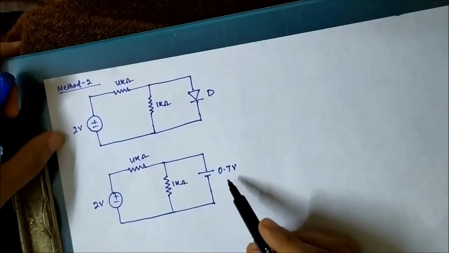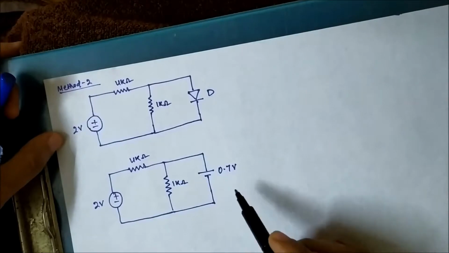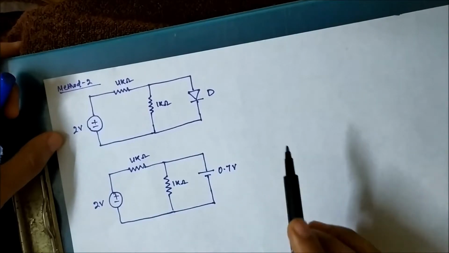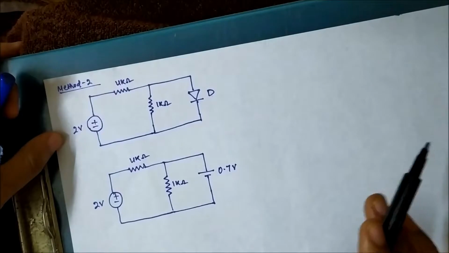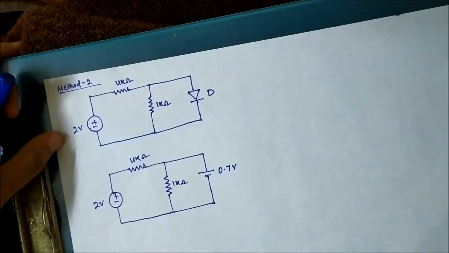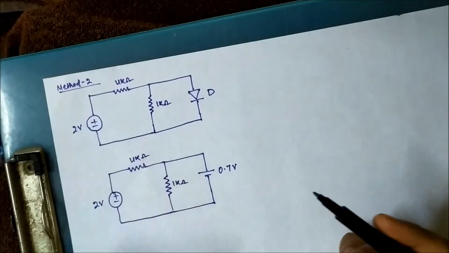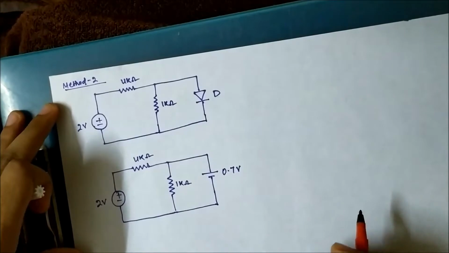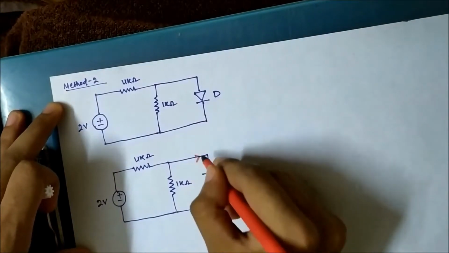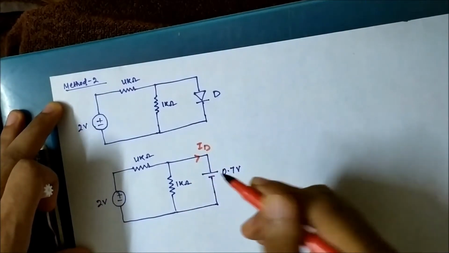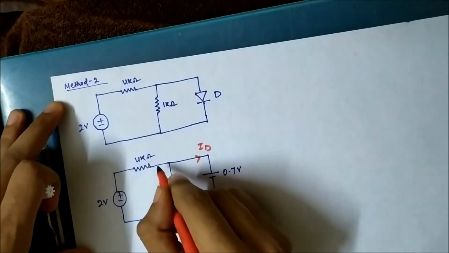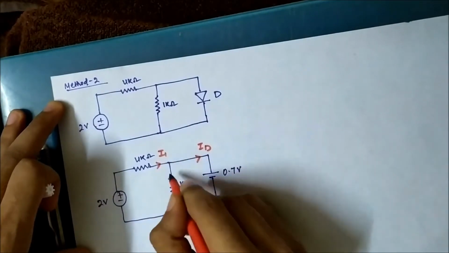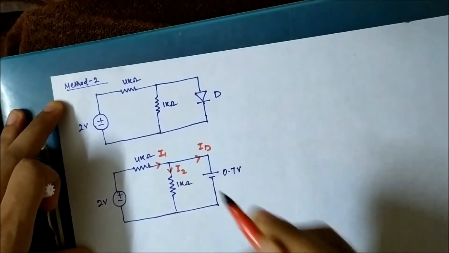So we have replaced it with its cut-in voltage, which is 0.7 volt. I have already told you that whenever nothing is mentioned about the type of diode or about the cut-in voltage, you have to go in with the assumption that by default it is a silicon diode, and silicon diode has a cut-in voltage of 0.7 volt. Now let us assign some current directions. Let this current be ID, the current flowing through the diode, this current be I1 and this current be I2.